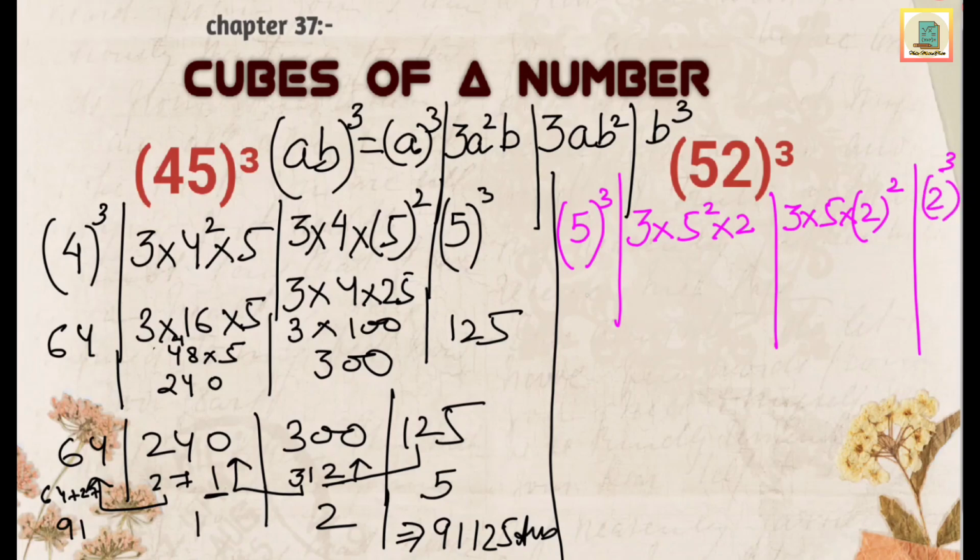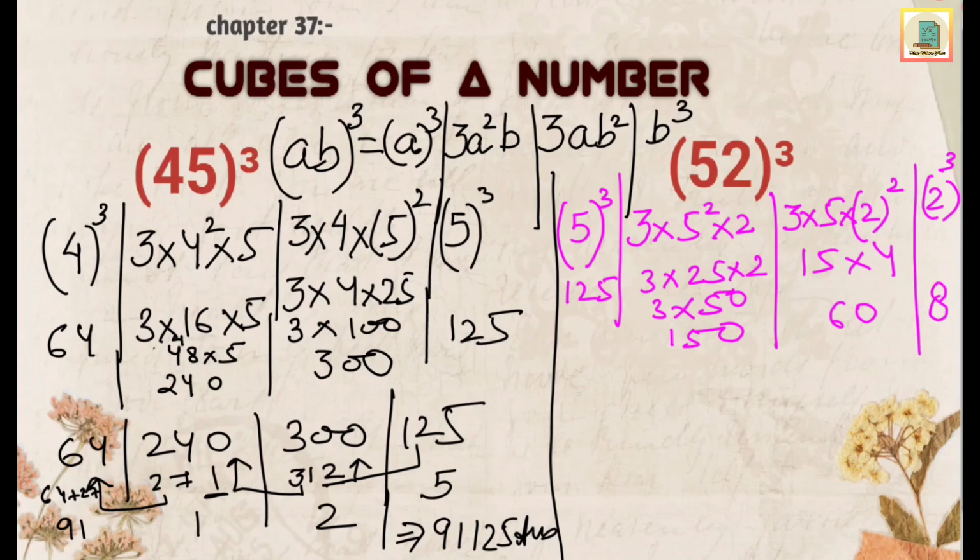Now 5 cube is 125. 3 multiply by 25 multiply by 2. 3 multiply by 50, we get 150. Now here 15 multiply by 4, we get 60 and 2 cube is 8. So here we get 125, 150, 60 and 8.